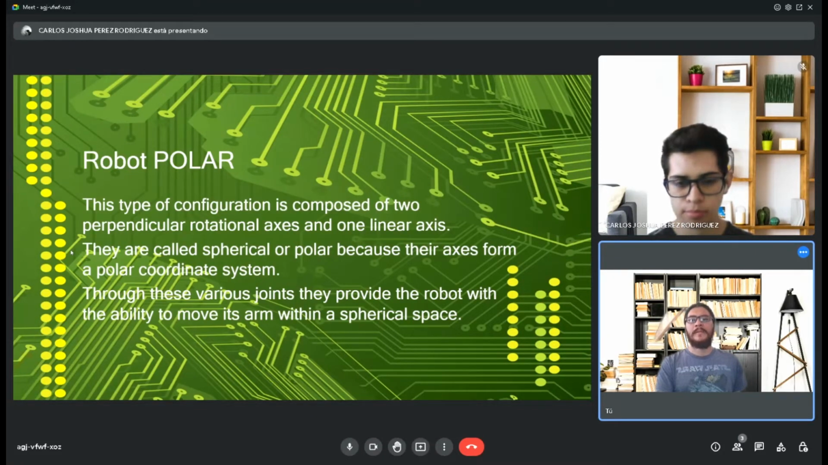Polar robot. This type of configuration is composed of two perpendicular rotation axes and one linear axis. They are called polar because the axes form a polar coordinate system. The variable is the jump, providing the robot with the application to the movements and the spell robot. Next.